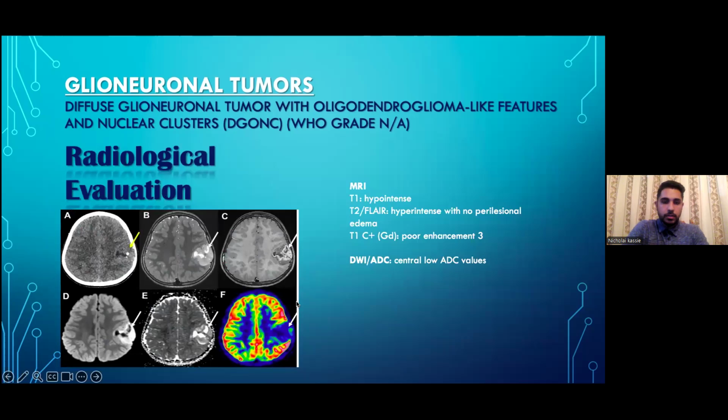In terms of radiological evaluation, on T1, you'll find hyperintensity around these tumors. T2 and FLAIR will both show hyperintensity with no perilesional edema, and with gadolinium, poor enhancement is seen. DWI and ADC show central low ADC values.